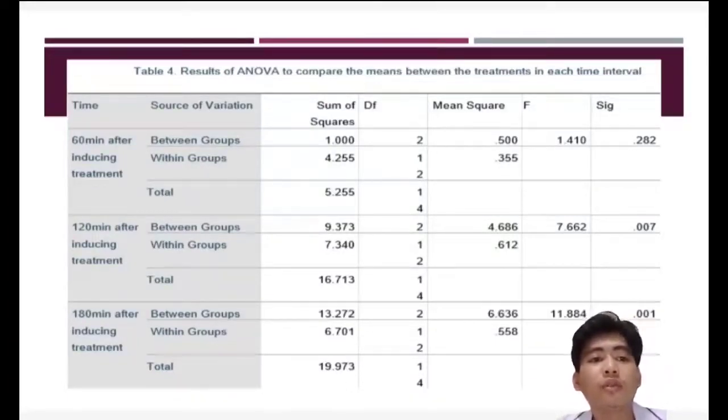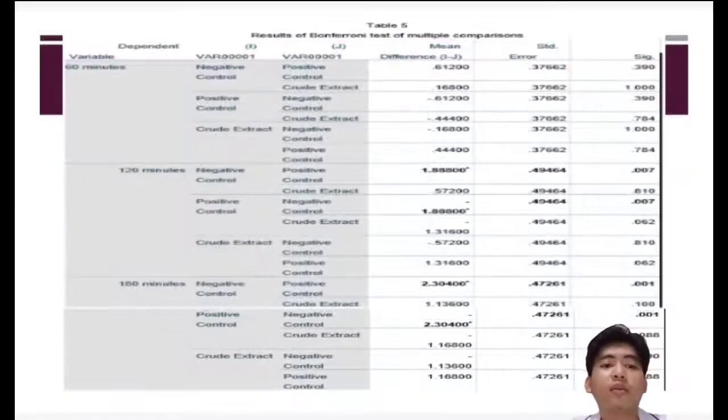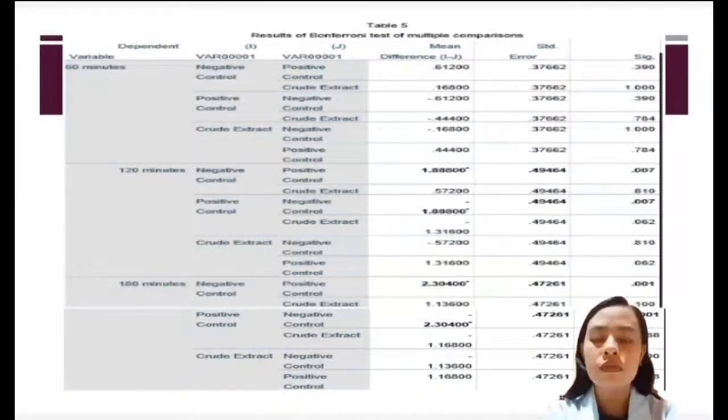Table 4 shows the results of the multiple comparisons of the mean widths of swell between the treatments in the 3 time intervals. The table implies that there is at least one pair of means among the 3 comparisons in each time interval that are significantly different. To determine which pair of means this is, the Bonferroni test of multiple comparisons was run. Table 5 shows that in the 60-minute time interval, no pairs are significantly different as seen in the significance level.